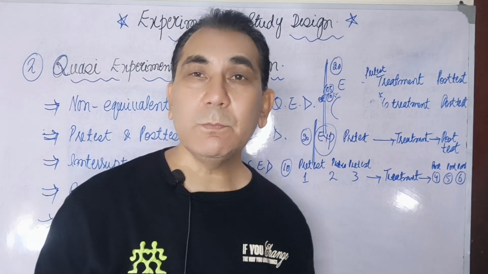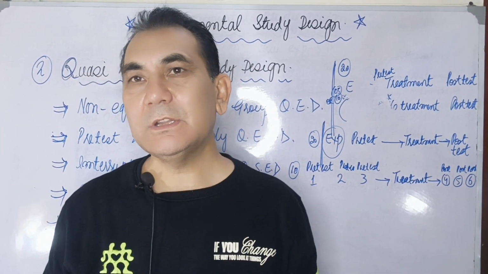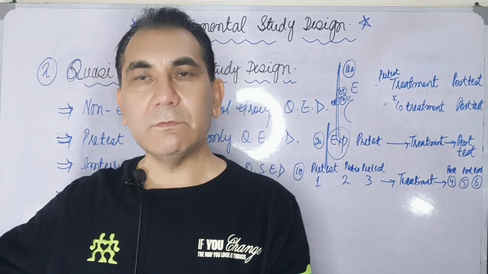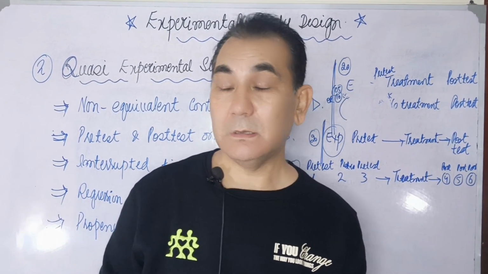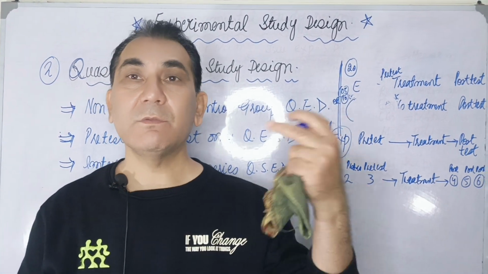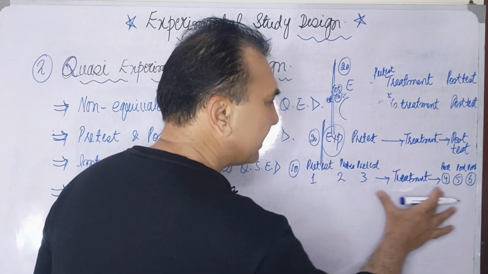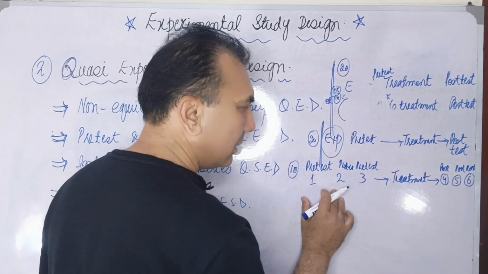Then he conducted the post-test on the 4th month. Then he conducted the fifth post-test on the 5th month, and then he took the sixth post-test after the 1 month, on the 6th month. Okay, so this is the pre-test and post-test, just without a control group.